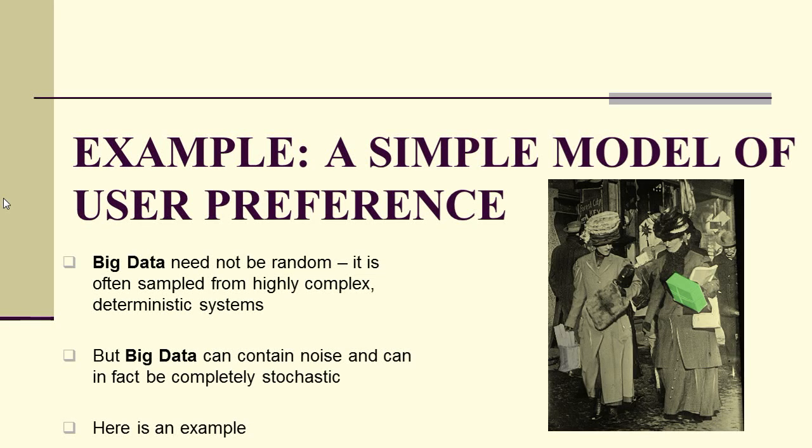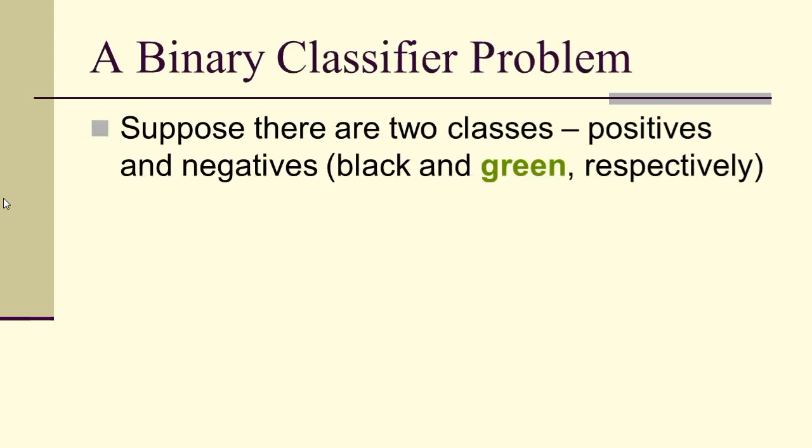So I often say that big data need not be random. In fact, it could be completely deterministic. However, it can, like all data sets, contain noise, and often does, and it could even be completely stochastic. And so we're going to look at an example of that by looking at a model of user preference.